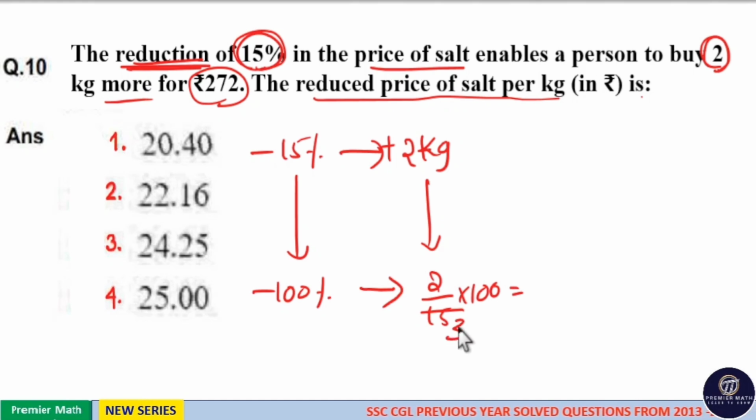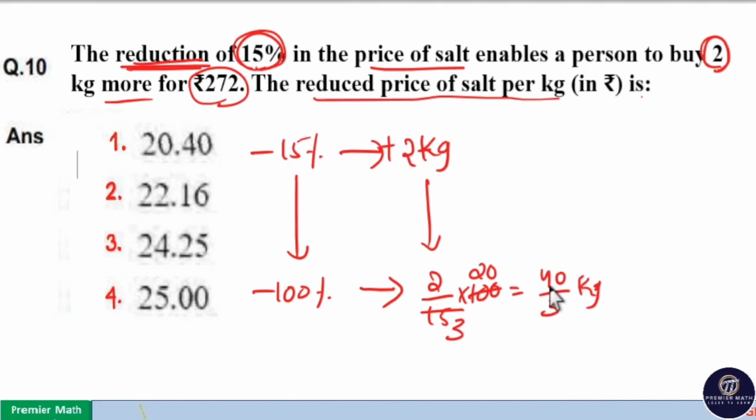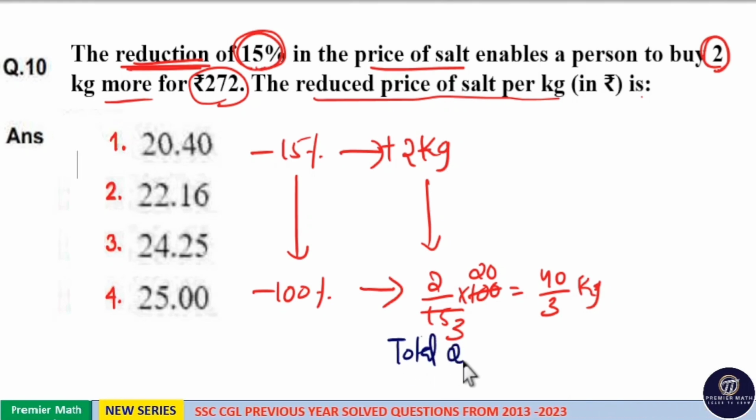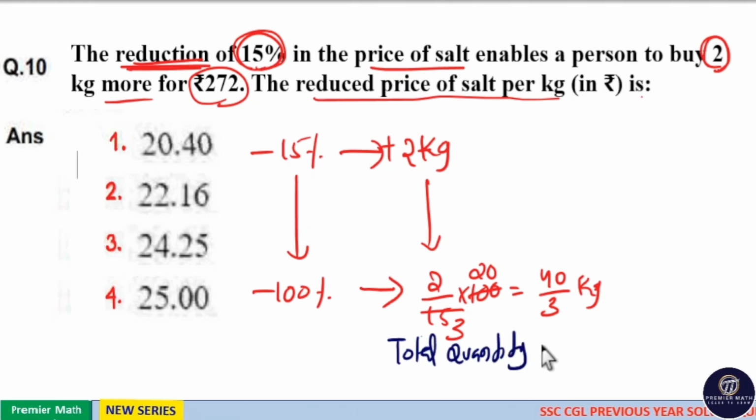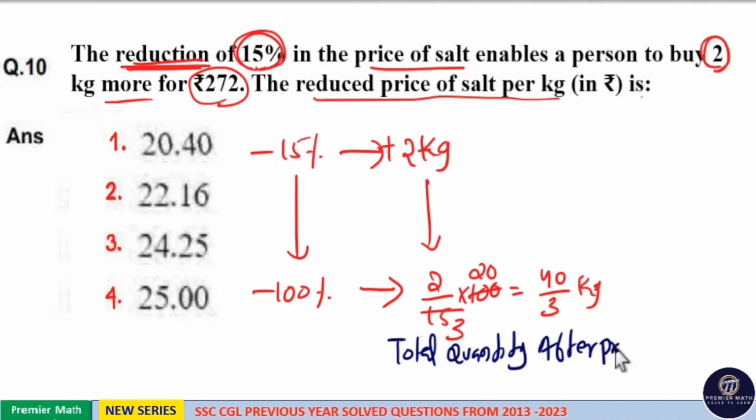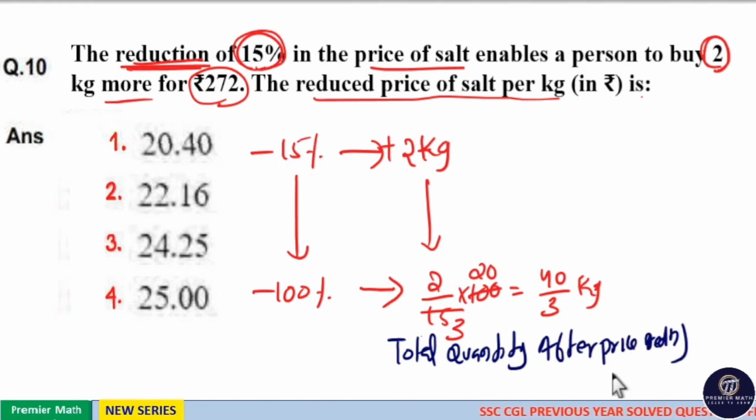That is 5 goes 3 times in 50, 5 goes 20 times in 100. 40 by 3 kilogram. That is, this 100% reduction means 40 by 3 kilogram. Here, this reduction leads to 2 kilogram and this 2 kilogram leads to this 40 by 3 kilogram, which means this is the total quantity after price reduction, because this 40 by 3 kilogram is derived from this 2 kilogram.